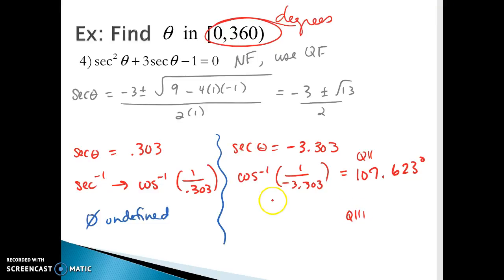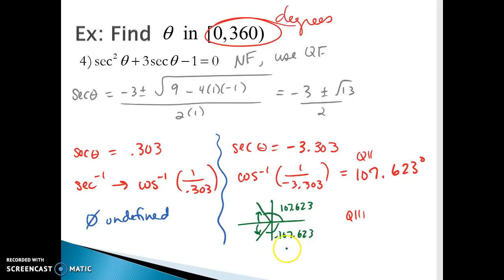So if we visualize this, the first angle, the 107 angle, is around here. And we need to get the other angle, which is down here in quadrant 3. So to get this angle, think of it like this. From start to the angle is 107.623 in the positive direction. From start back to the third quadrant angle is also 107.623 degrees, but in the negative direction.